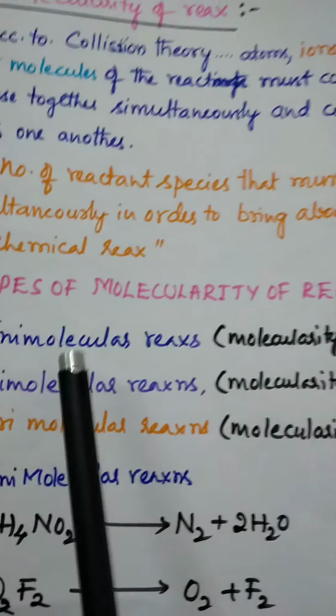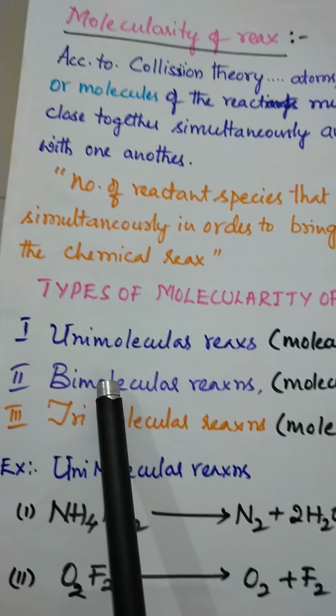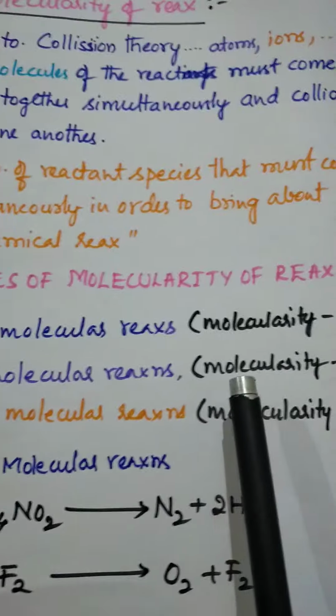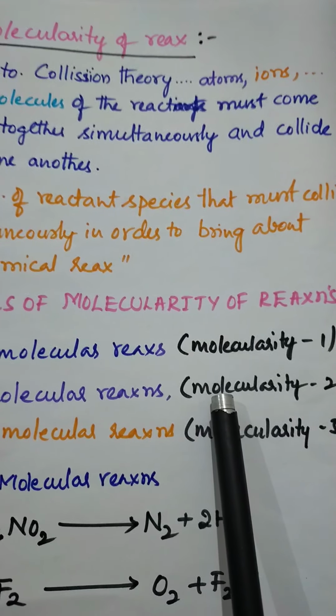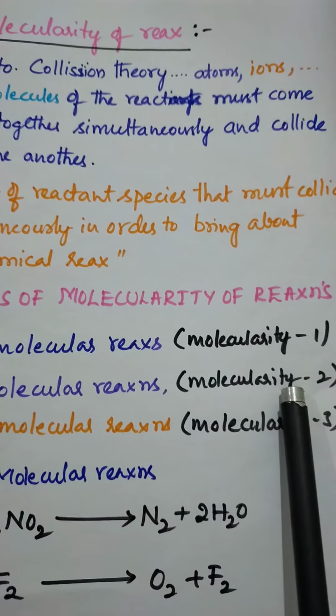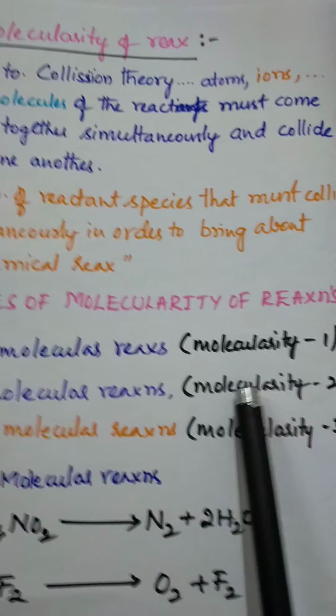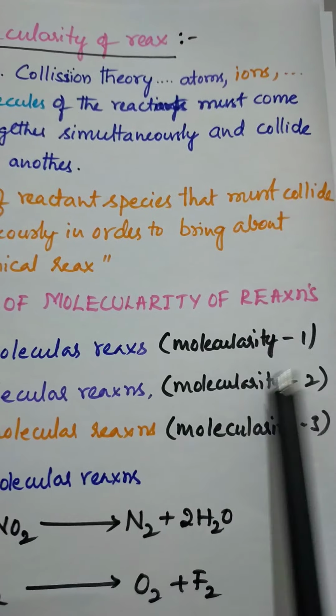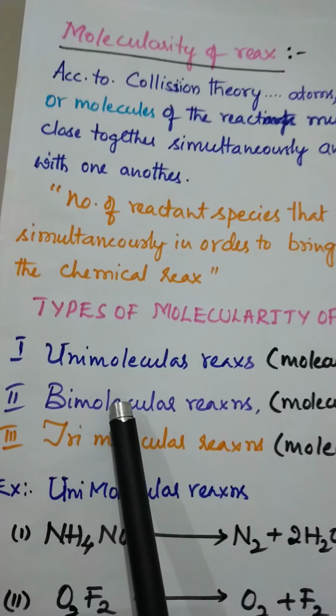What is the molecularity of a unimolecular reaction? 1. Then come to the bimolecular reactions. In these reactions, the molecularity is 2. Two molecules collide with each other simultaneously to bring about the reaction. That is called a bimolecular reaction.